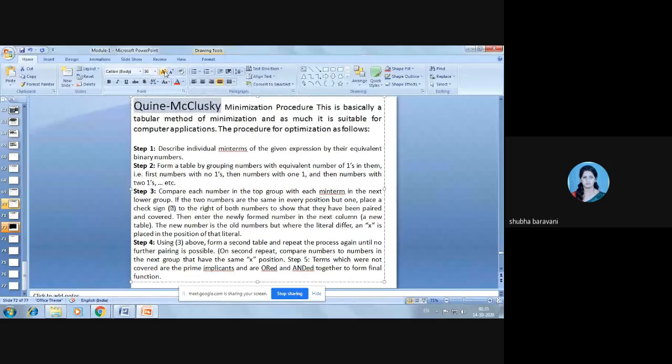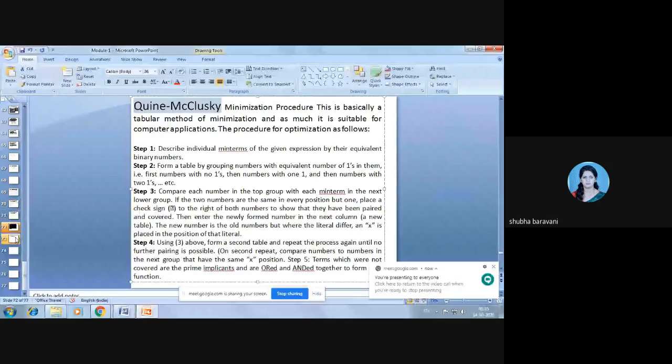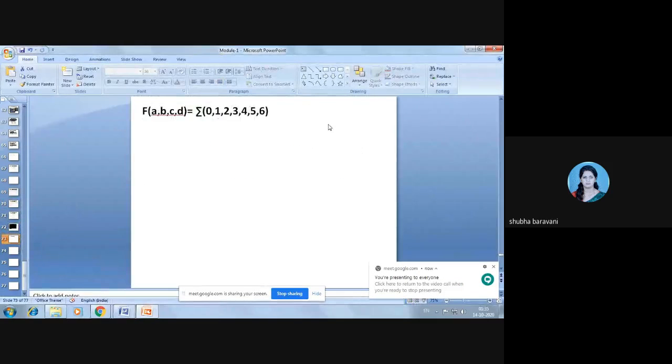Quine-McCluskey, using the Quine-McCluskey method. See the spelling, Quine-McCluskey. Taken down. Obtain all the prime implicants of the given Boolean functions using the Quine-McCluskey method. Taken down.